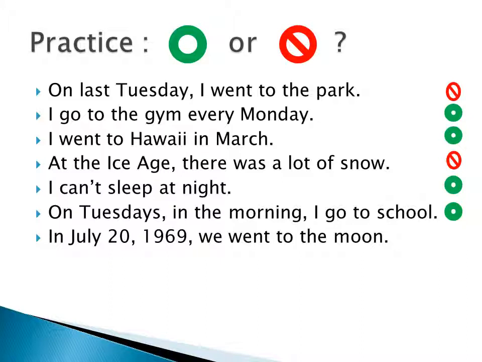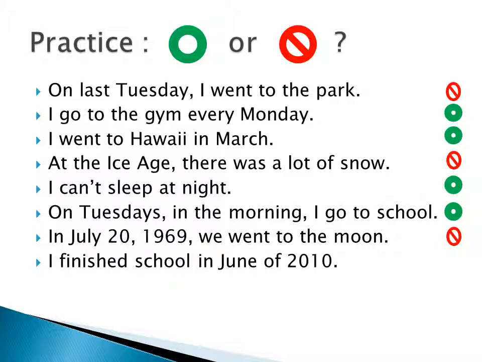Next one. In July 20 of 1969, we went to the moon. So, July 20, 1969 is a date. In front of a date, or in front of a day, we will put on. So, in July 20 is wrong. On July 20, 1969, we went to the moon.